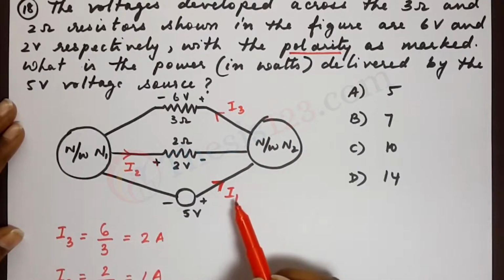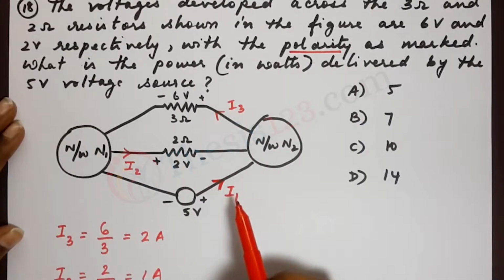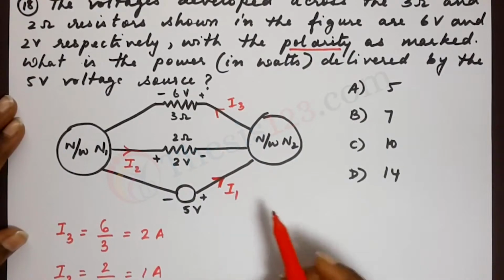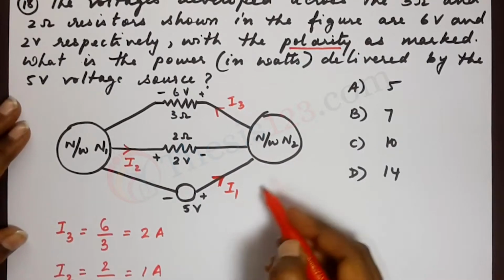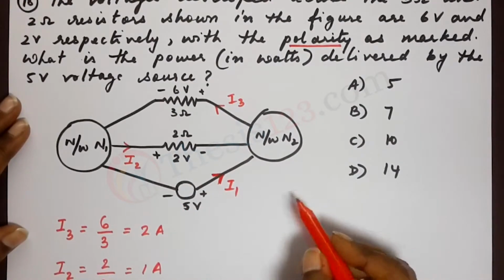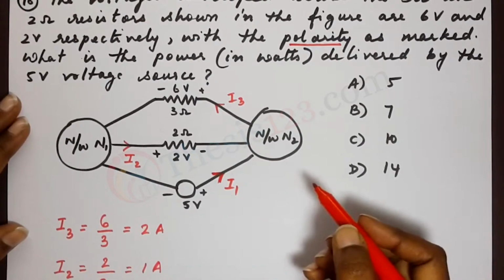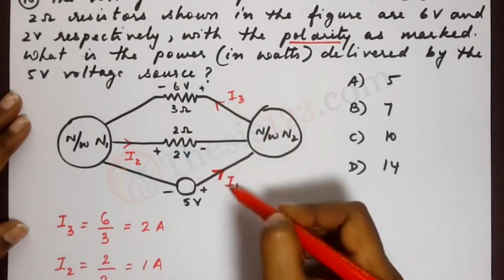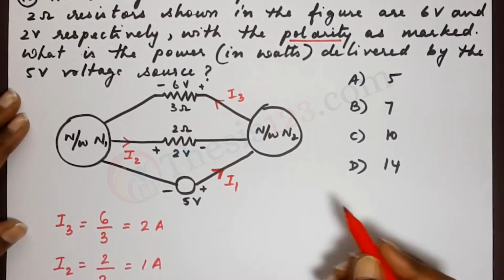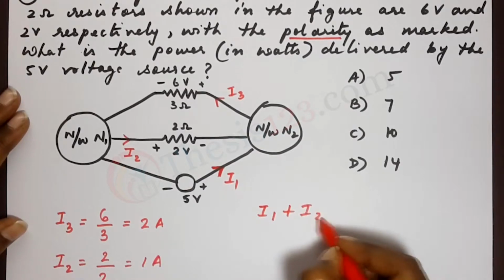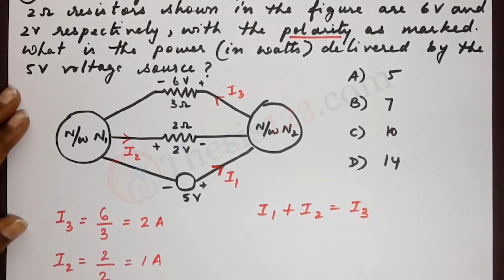Now we need the current I1 here. So we can find this out by using KCL. Kirchhoff's current law says that the sum of the incoming currents is equal to the outgoing current. So you're seeing the direction of the 3 currents over here. We can write down the equation as I1 plus I2 is equal to I3.